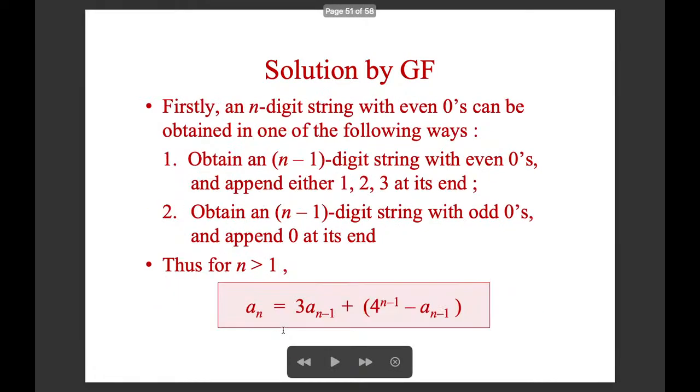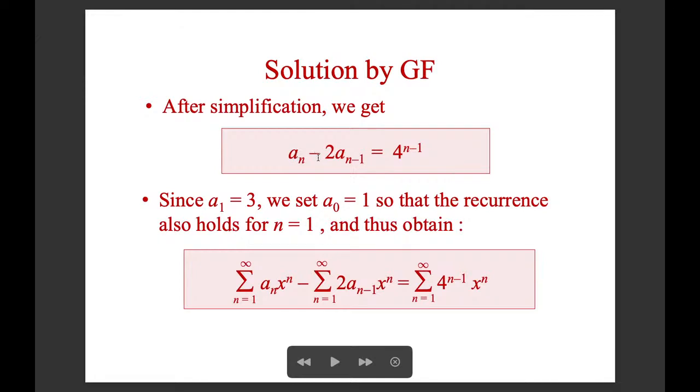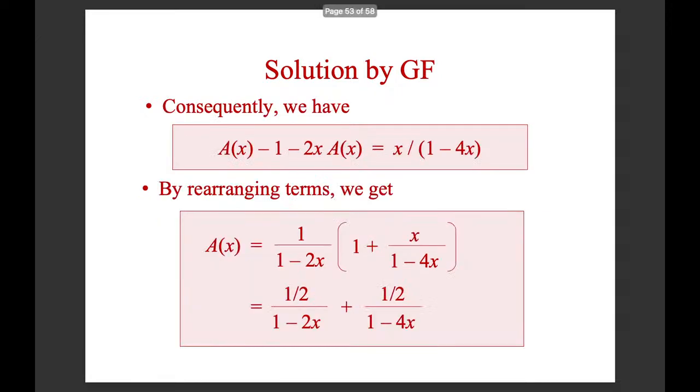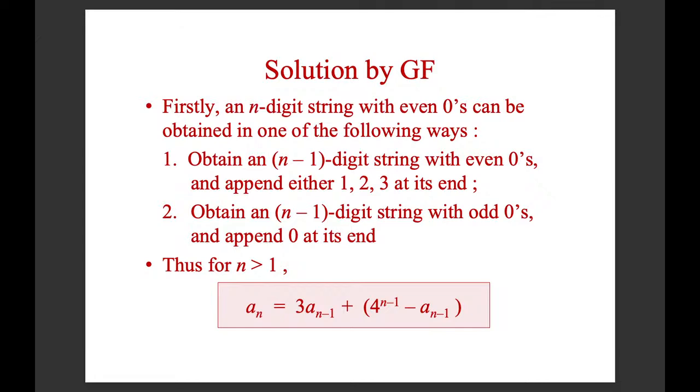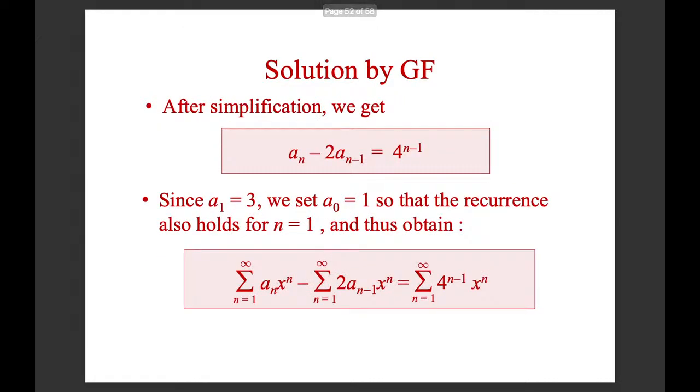And then what do we want? We want to have a1 minus 2 times a0 equal to 4 to the power 0. So it would be great if we can have 3, which is a1, minus 2 times a0 equal to 1. So in that case, the best a0 that we want to make is, let's make a0 to be 1. So in that case, it's good to set a0 to be 1.